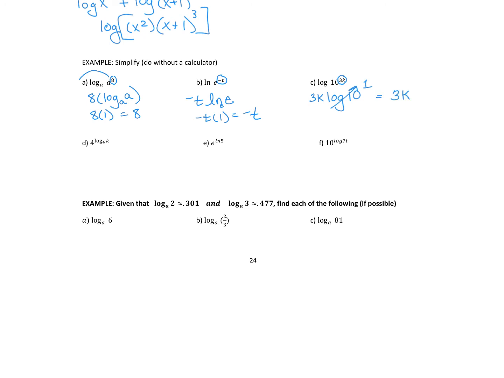This is one that we talked about earlier. 4 to the log base 4 of k. If this base and this base match, we just get k. Same thing here. This is e to the log base e of 5. That's the same rule. This base and this base match, so we just get 5. And in this case, this base and this base match. We don't write the 10 there, but we just get 7t.